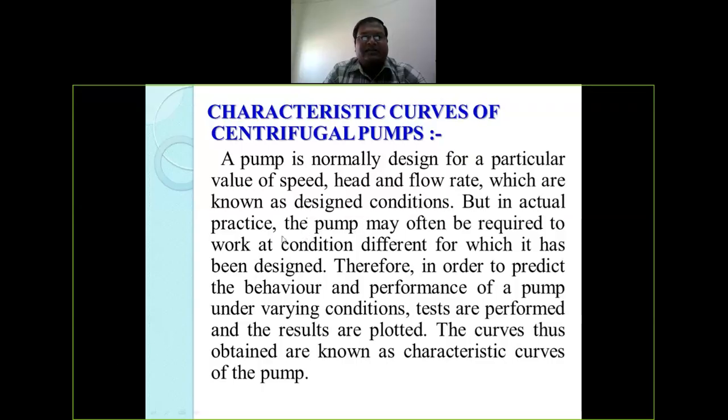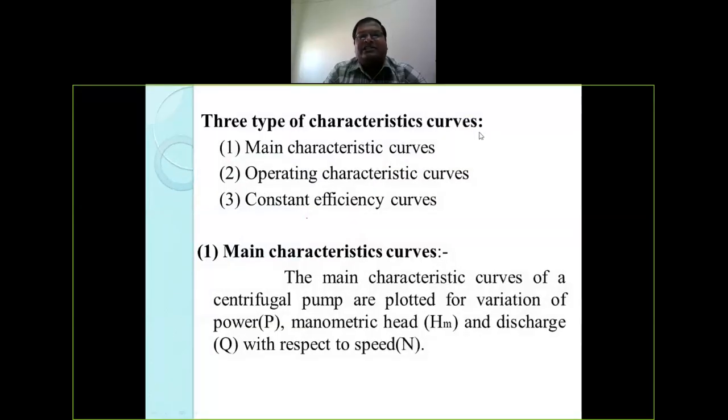So you can see there are three types of characteristic curves: main characteristic curve, operating characteristic curve and constant efficiency curve. What is the main characteristic curve? The main characteristic curves of a centrifugal pump are plotted for variation of power, manometric head and discharge Q with respect to speed.